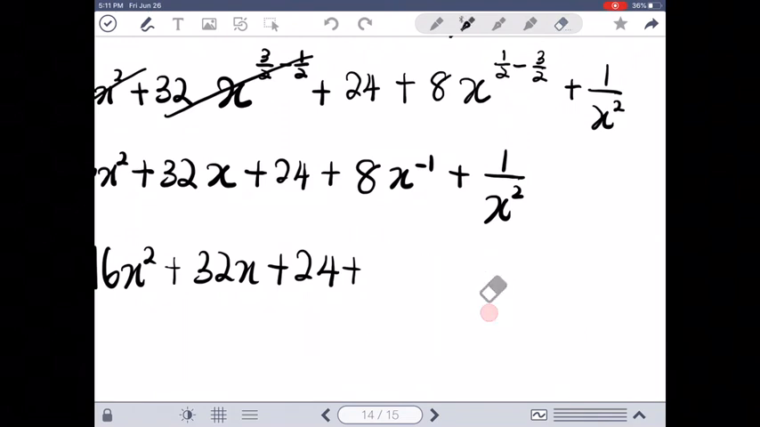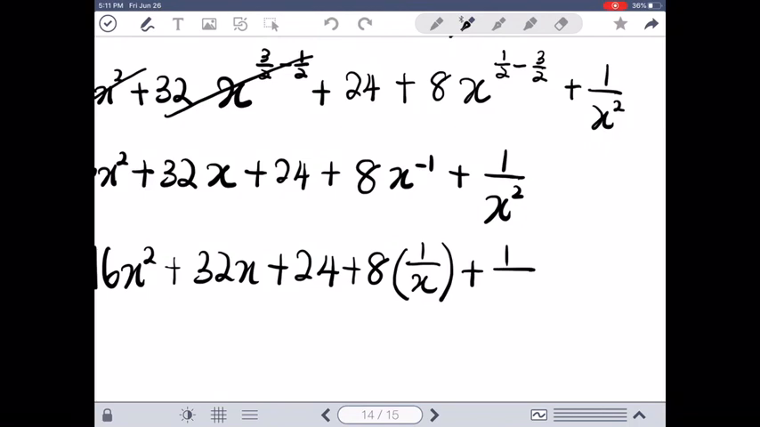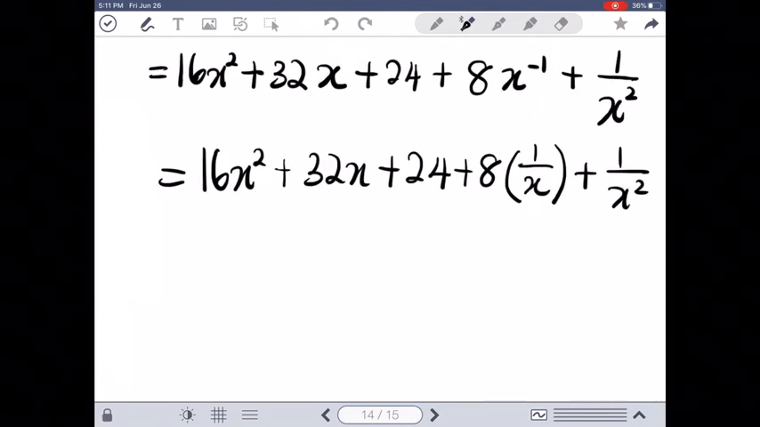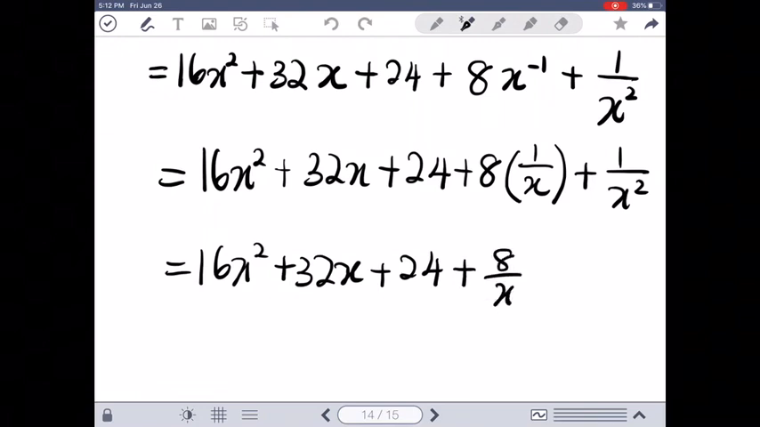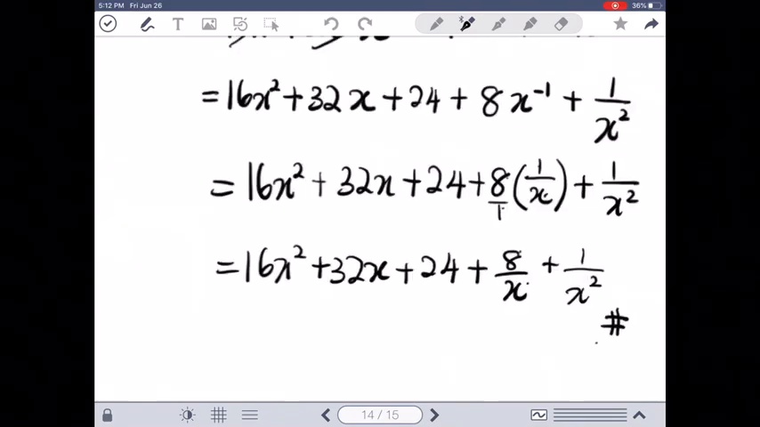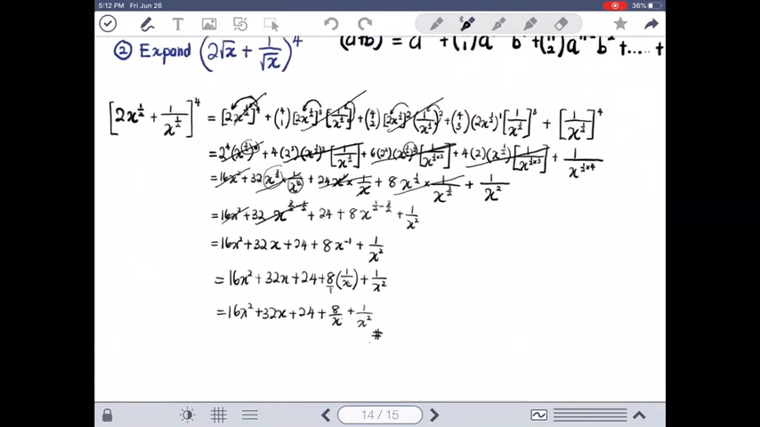So basically, if you can't see, let me do it this way. x to the power of negative 1 is just 1 over x. So plus 1 over x squared. So rewrite that back. Plus 32x plus 24 plus 8 over x, because 8 is just 8 over 1. So 8 times 1, 8. 1 times x, x. Plus 1 over x squared. That is your final answer.